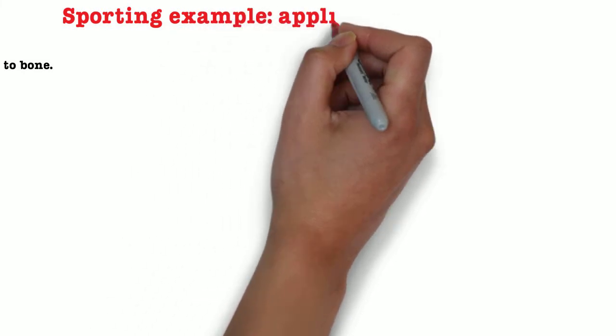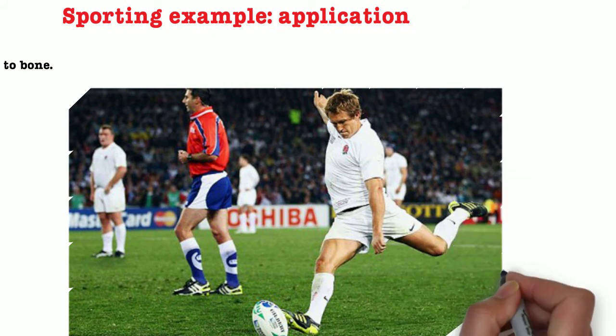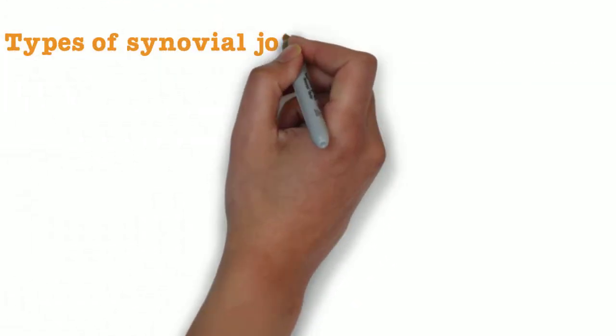Okay, so again let's look at a sporting example and think about the application. Here we've got Johnny Wilkinson just about to kick a goal. So the job of the ligament there is to hold that joint firmly together so it allows that movement where the muscles contract and allow the force to be pushed through the ball.